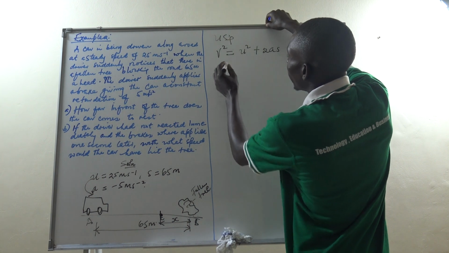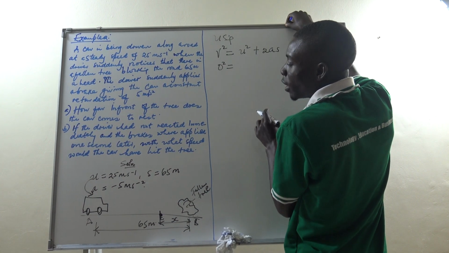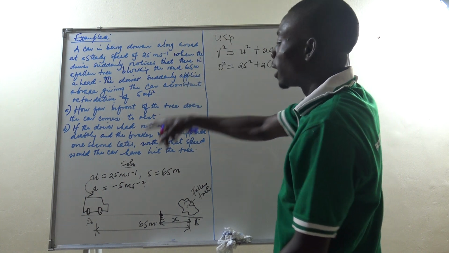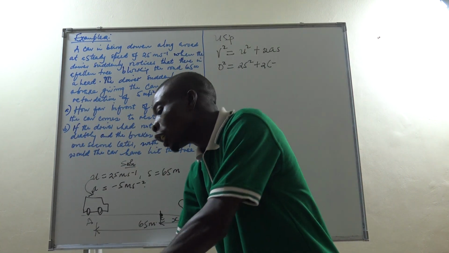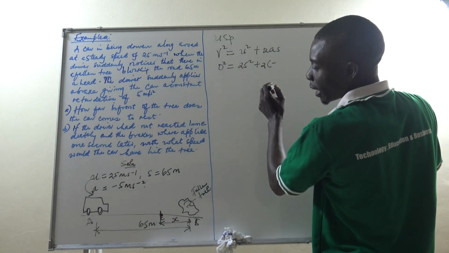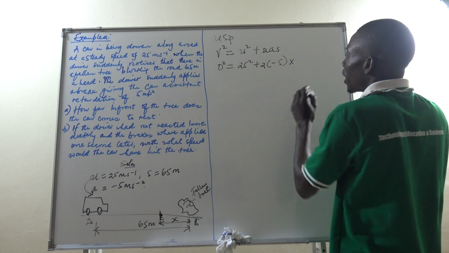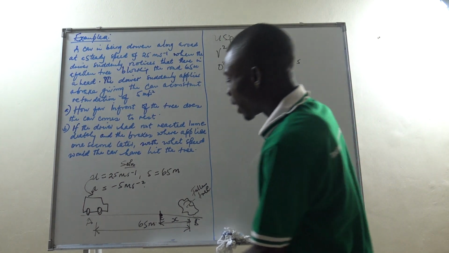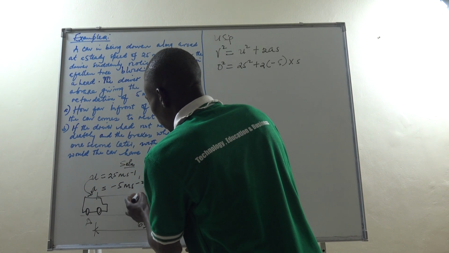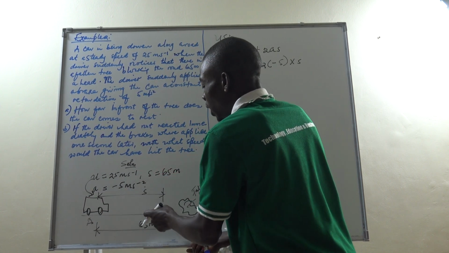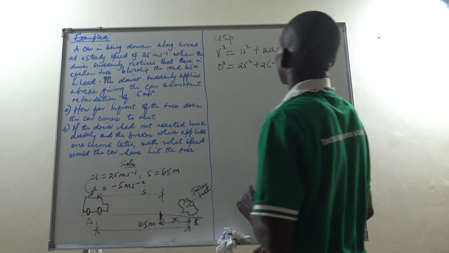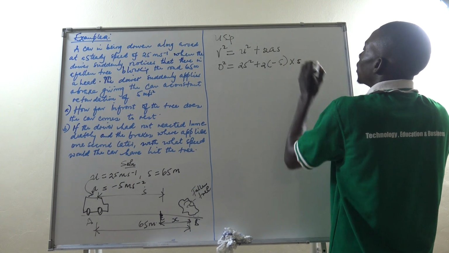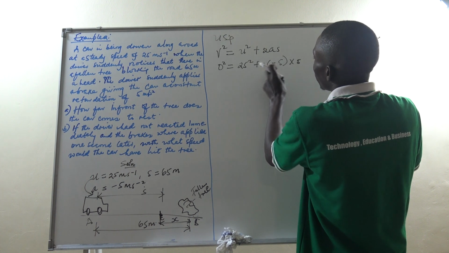So I can say 0 squared equals u, the initial speed he was moving with, that is 25 squared, plus 2 into the acceleration, which is negative because it was retarding. The speed was reducing, that means it is a negative acceleration. So I can say negative 5, times the distance he covered while braking, which I can call s. If he started reducing the speed here and stopped here, what is the distance covered while braking? Now, from here, this is our s, please. This is minus 10.